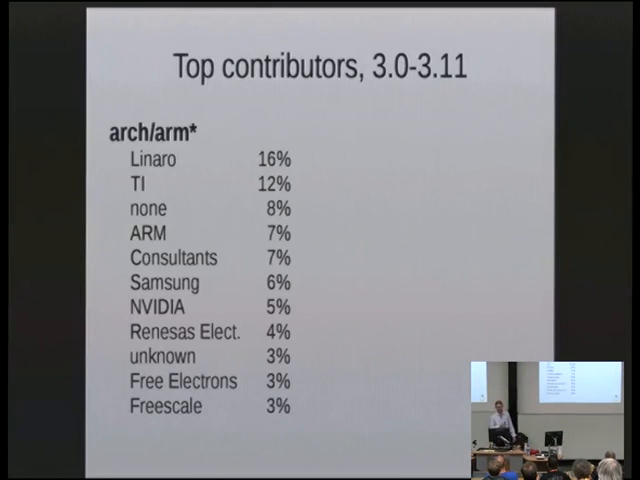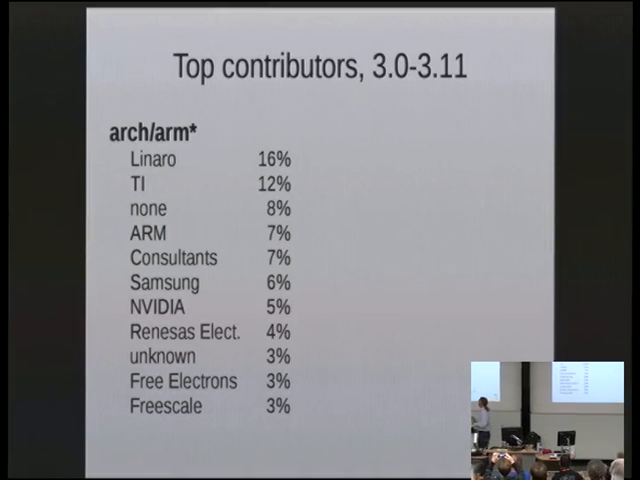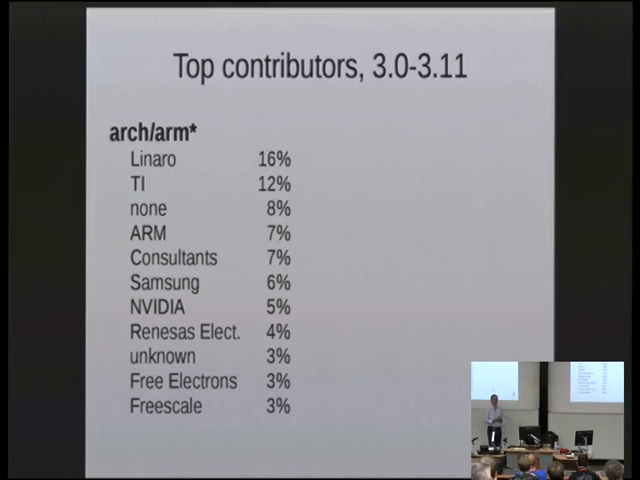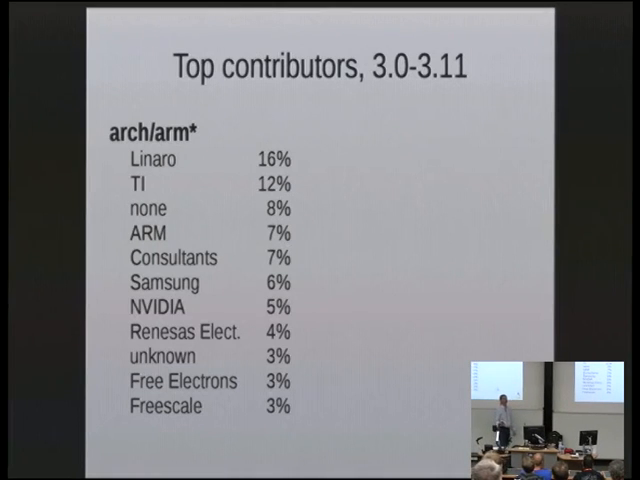So if you look at the contributors to just the part of the kernel that corresponds to the ARM subsystem, the ARM architecture support, it looks like this. And you see a whole lot of companies that you would expect to see: Linaro, TI, ARM, Samsung. Companies like this that you would expect to be working on embedded Linux are in fact working on the code that is specific to ARM processors.